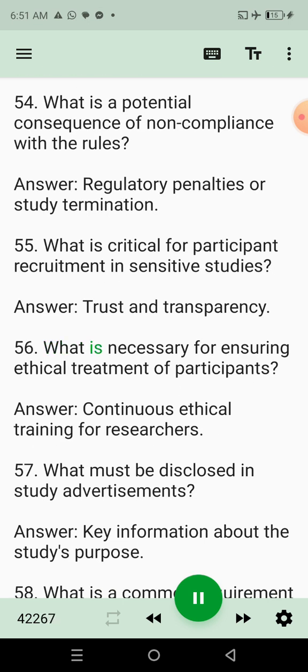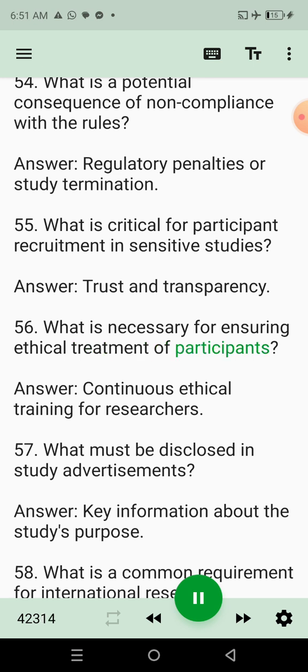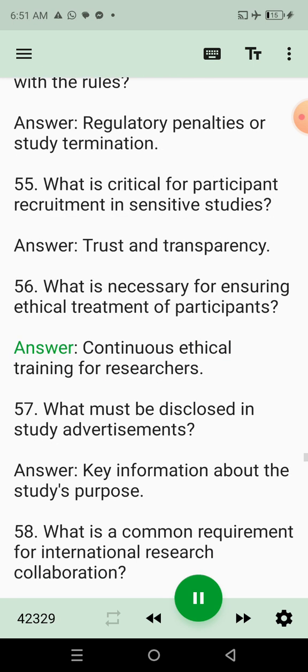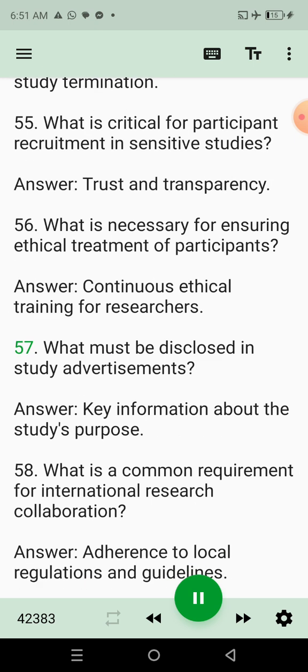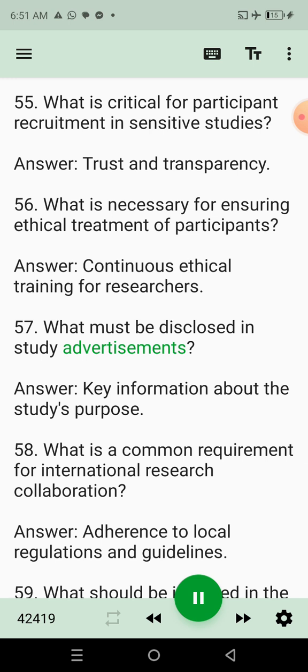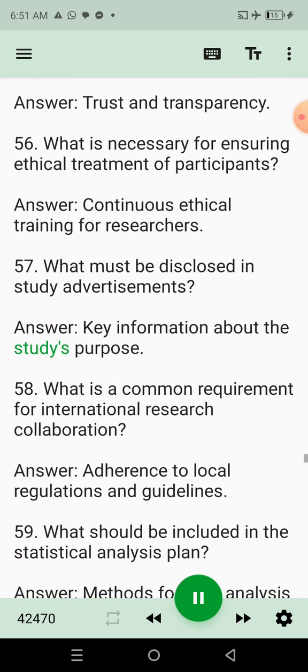56. What is necessary for ensuring ethical treatment of participants? Answer: continuous ethical training for researchers. 57. What must be disclosed in study advertisements? Answer: key information about the study's purpose.